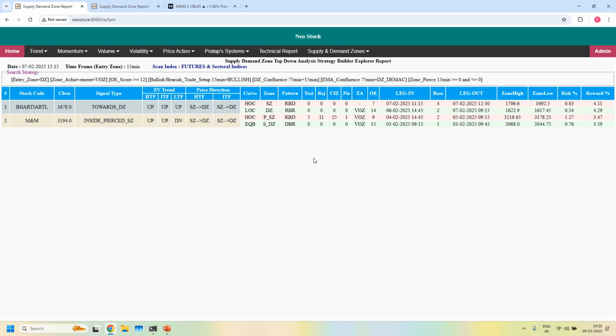Okay, this is LTF and ITF. And what else additional reports am I generating? I am also generating LTF, ITF and HTF. What is LTF? 15 minutes. ITF? 75 minutes. HTF? Daily. Now we should also look into daily demand zones also. First, let us identify how many zones our software identified.